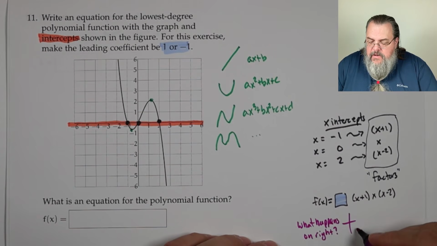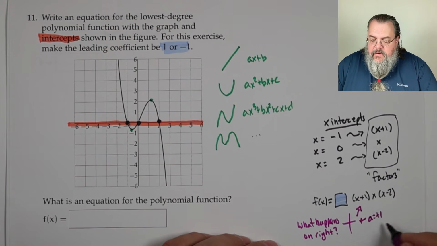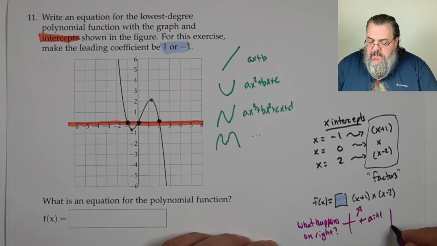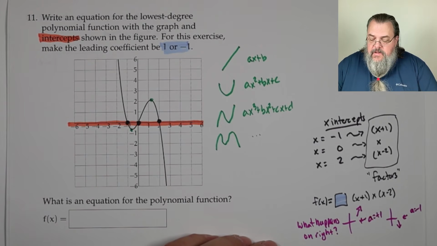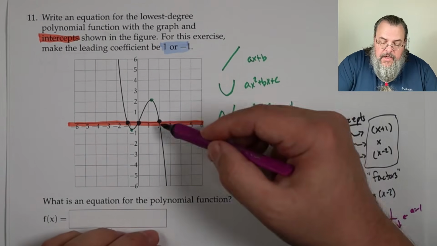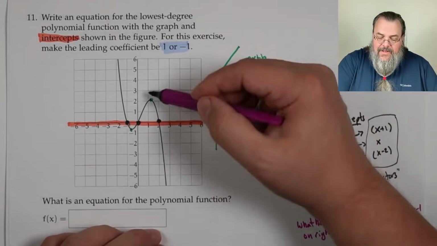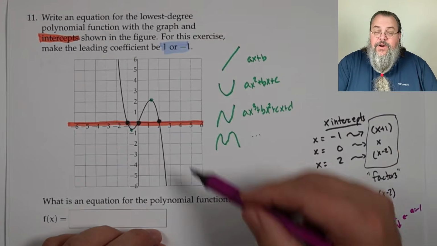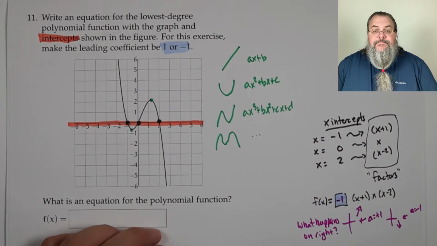So if you're going up, this corresponds to a equals plus 1, right? That's the leading coefficient. If you're going down, then that corresponds to your leading coefficient being minus 1. So the question is, are we going up or are we going down? Up is positive, down means negative. We are going down, so we need to put a minus 1 there.